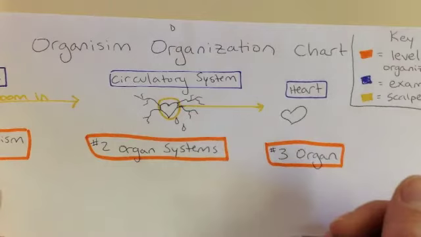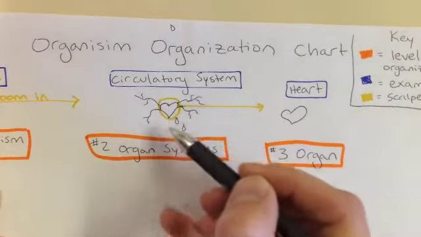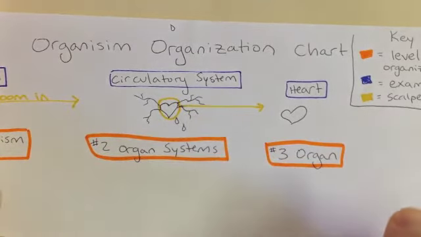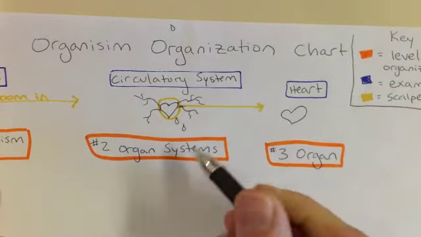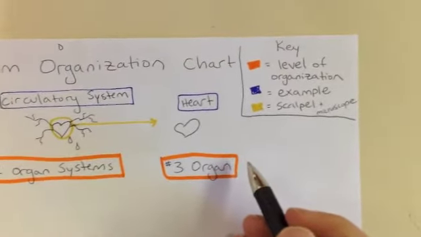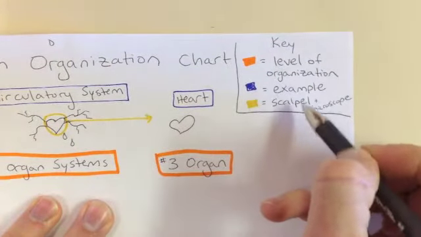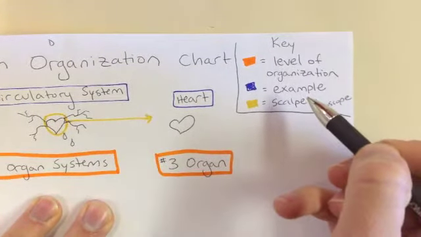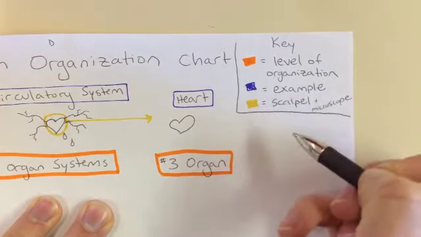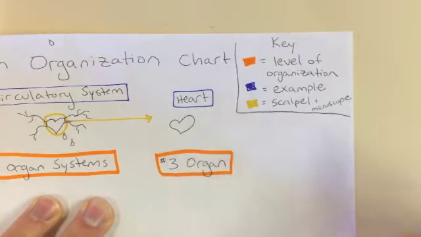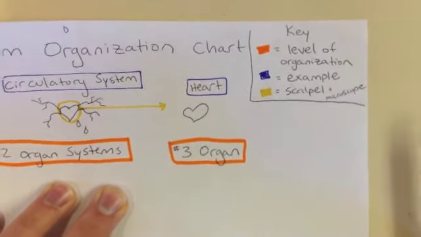And what we did was we took Justin Bieber's heart in our hand and we then cut off all of the veins, we cut off the arteries, and we squeezed out the blood. And then we had just the next level, which is the organ level. And just a reminder, you should have 3 different colors that are representing the level of organization, our example, and also our scalpel/microscope.